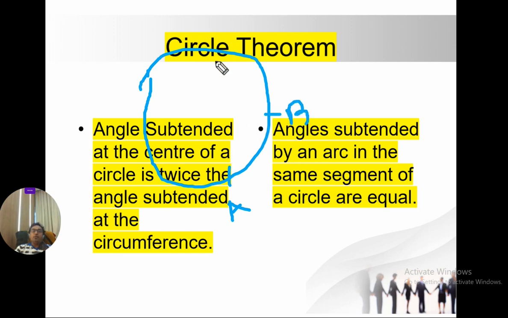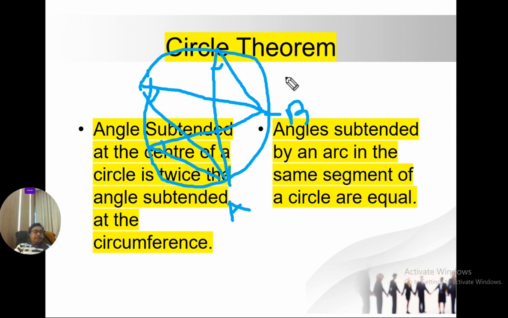From this arc AB, we can draw as many angles on the circumference. As many as possible angles we can subtend on the circumference. Which circumference? The major arc. If this happens, what relation will be there between all these angles? The relation will be all the angles will be equal.